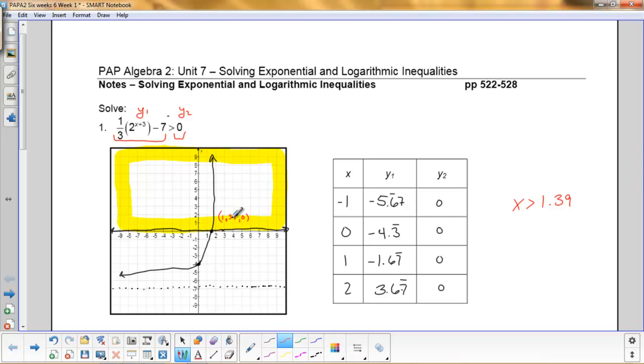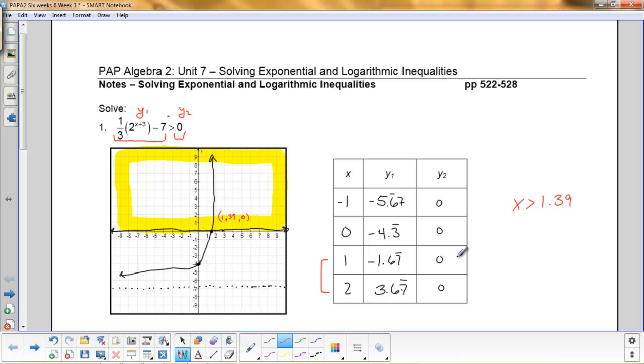Now let's go to the table version and see if we can determine where that occurs so that you guys can start looking at tables and determine your answers from just tables. So I've got negative, which is less than 0, negative, which is less than 0, negative, which is less than 0, positive, which is greater than 0. What that means is that between the values of 1 and 2, the answer occurs.